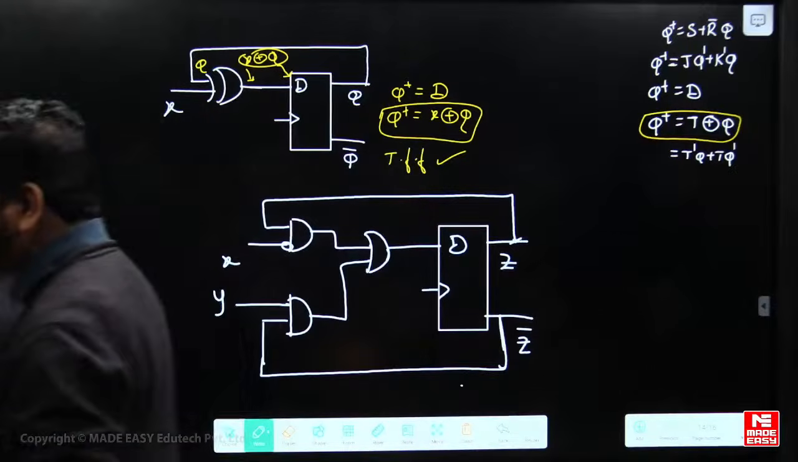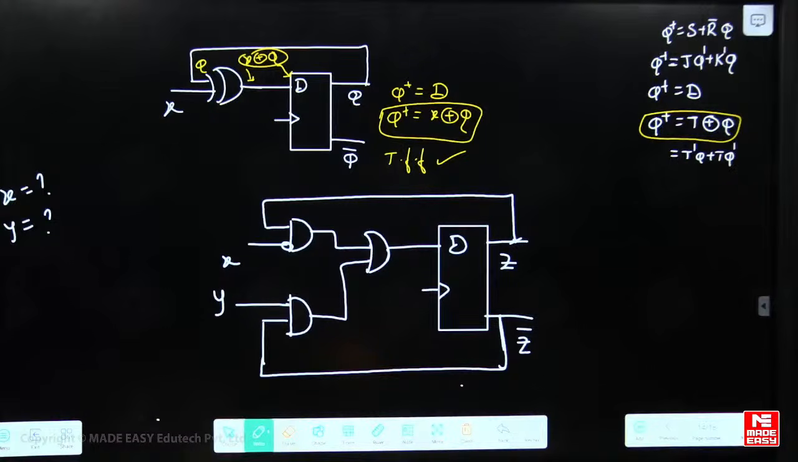Okay. Yeah, all students should handle it. Vijay, Ashutosh, Sachin, Shreya, all. Okay, right. What is X and what is Y? All students should handle X and Y.